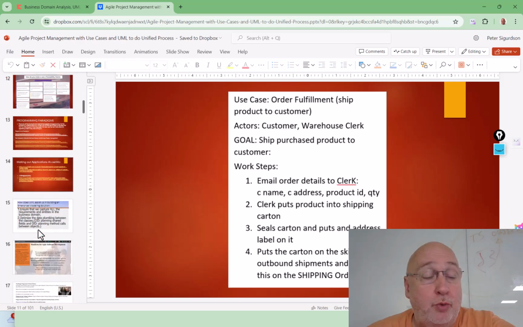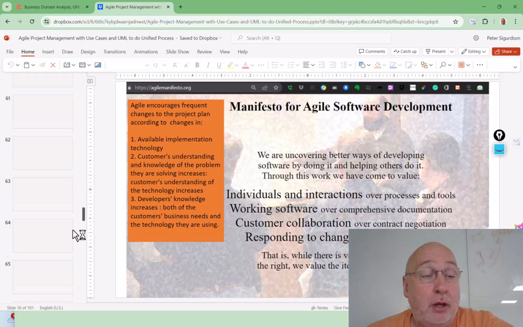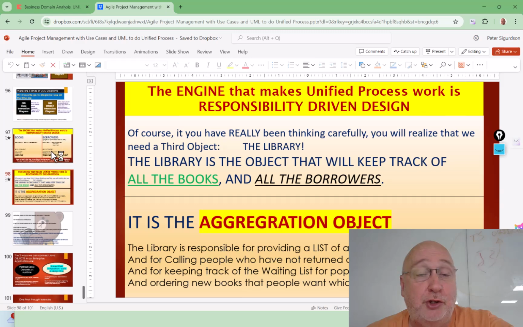So anyway, go and read the rest of this. There's some other examples similar here. And then at the very end, I have a couple of slides where I talk about the kinds of things you're going to do here.